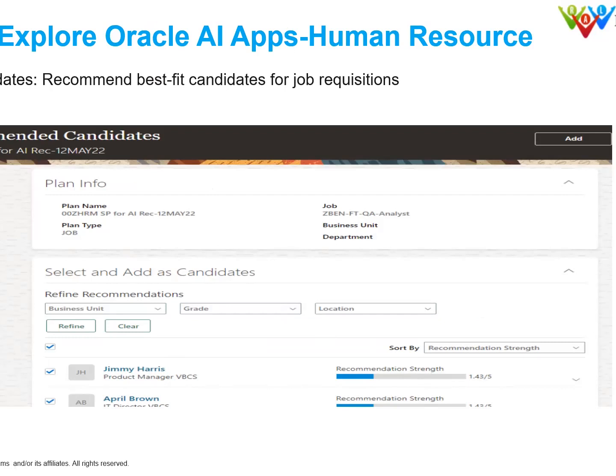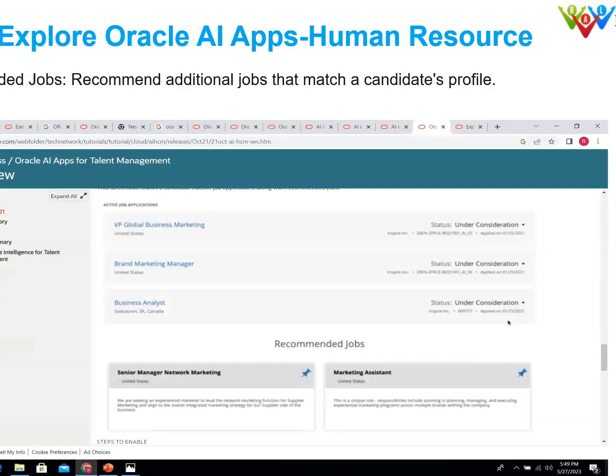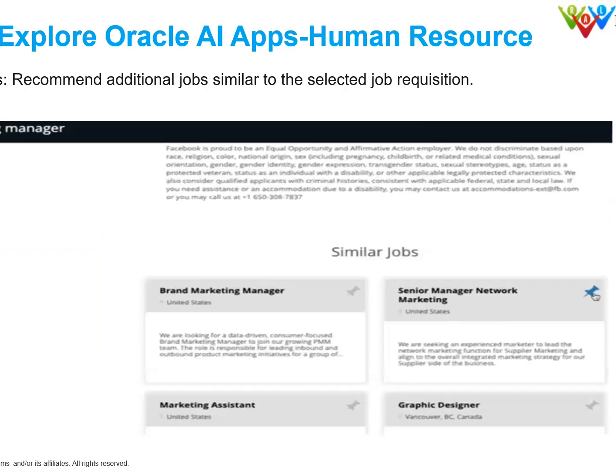All this is done by your AI engine, the scoring and all. Then these are the similar candidates for a particular job. So all this you get in skill-intuitive screens of your Oracle Adaptive AI. Okay, recommended jobs again. So these are the recommended jobs for similar kinds of jobs you are looking for. Then these are the similar jobs. So all these you can get as insights.